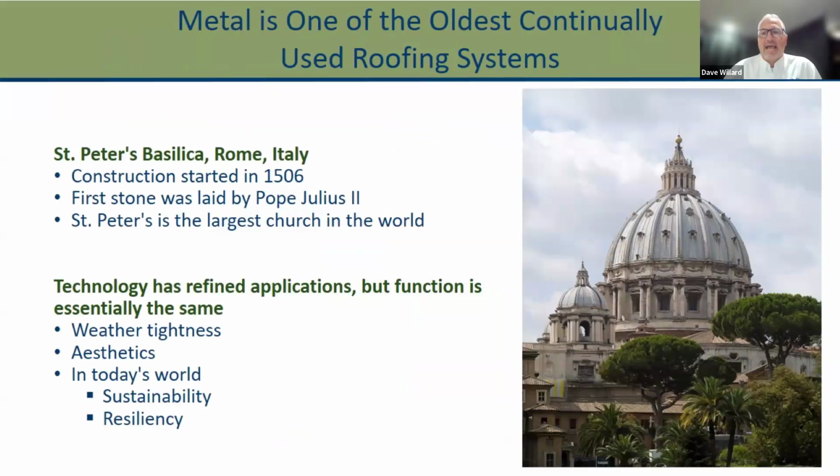Now the technology has changed a lot over the years for using metal and using different types of metal on roofs, but the main idea is the same. We're looking for function, such as keeping the water out, weather tightness. We want it to look nice, so aesthetics are good.